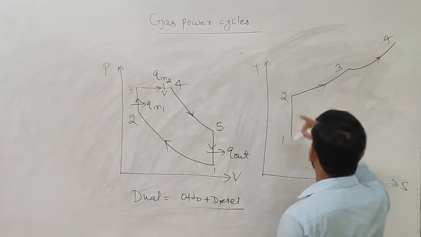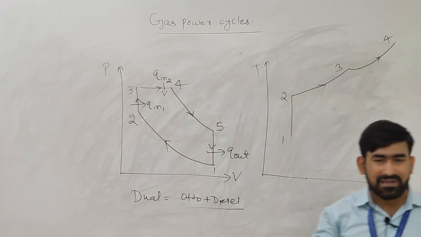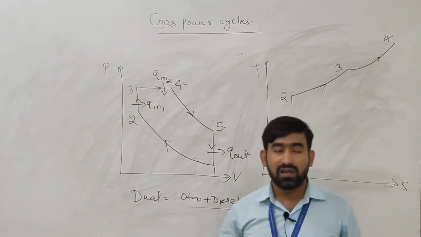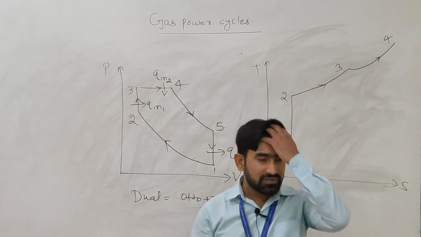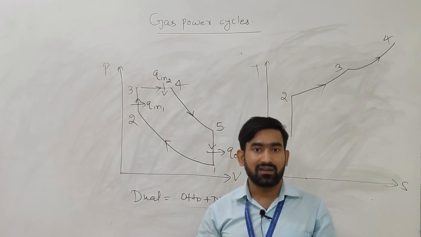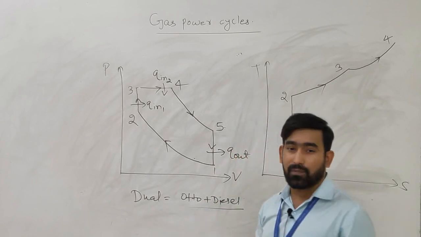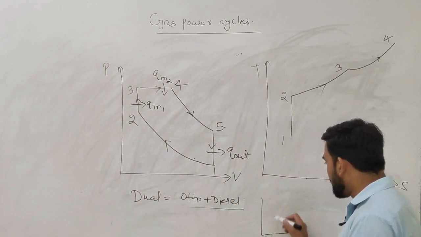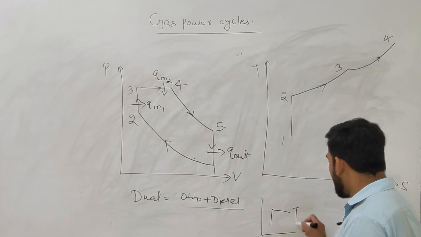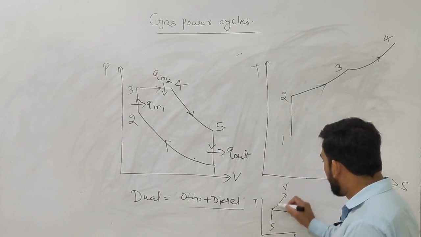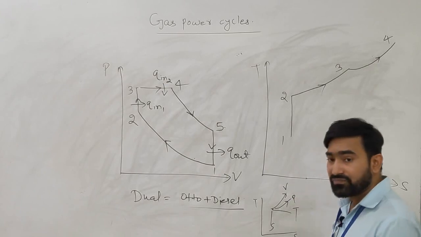And what is the basic demarcation between points 2 to 3 and 3 to 4? 2 to 3 is a constant volume process and 3 to 4 is a constant pressure process. And we have seen in case of the polytropic process that this is constant temperature, constant entropy, and this one is constant volume and this one is constant pressure.